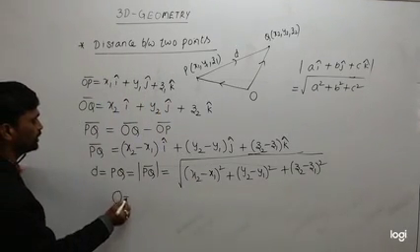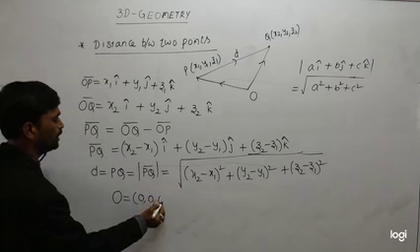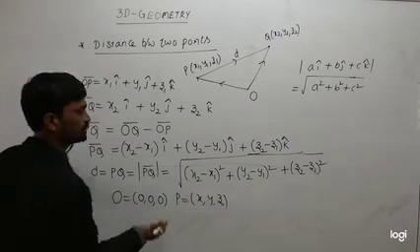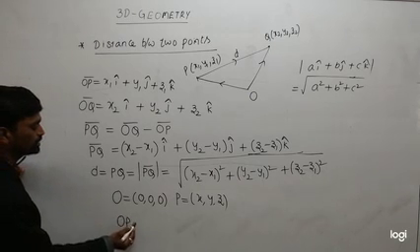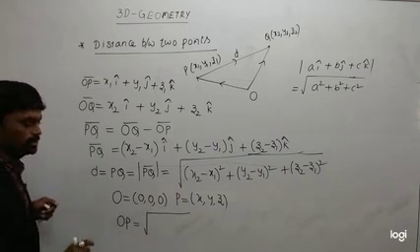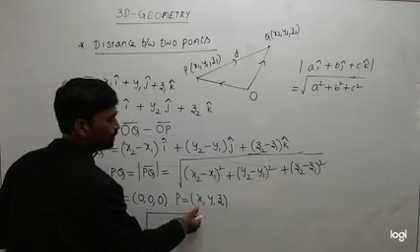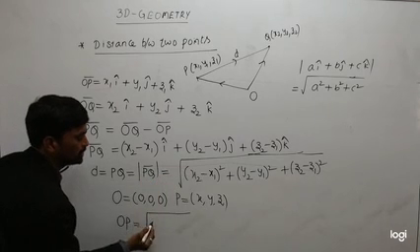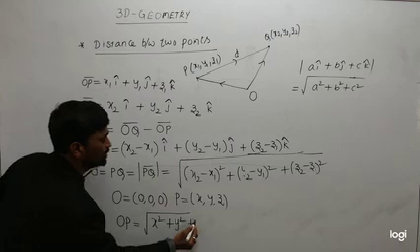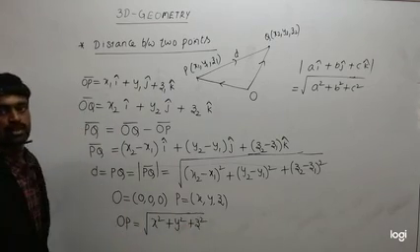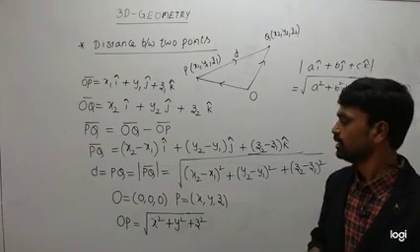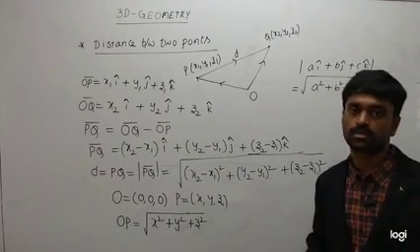So what if one of the points is the origin? If one of the points is the origin and another point is P, x, y, z, using the same formula, what do you get? The distance between the points O and P: instead of x1, y1, z1 we have 0, 0, 0, and instead of x2, y2, z2 we have x, y, z. If you substitute those values, you get x minus 0 whole square, x square; y minus 0 whole square, y square; z minus 0 whole square, z square. So this is the distance of a point from the origin. OP is the square root of x square plus y square plus z square.